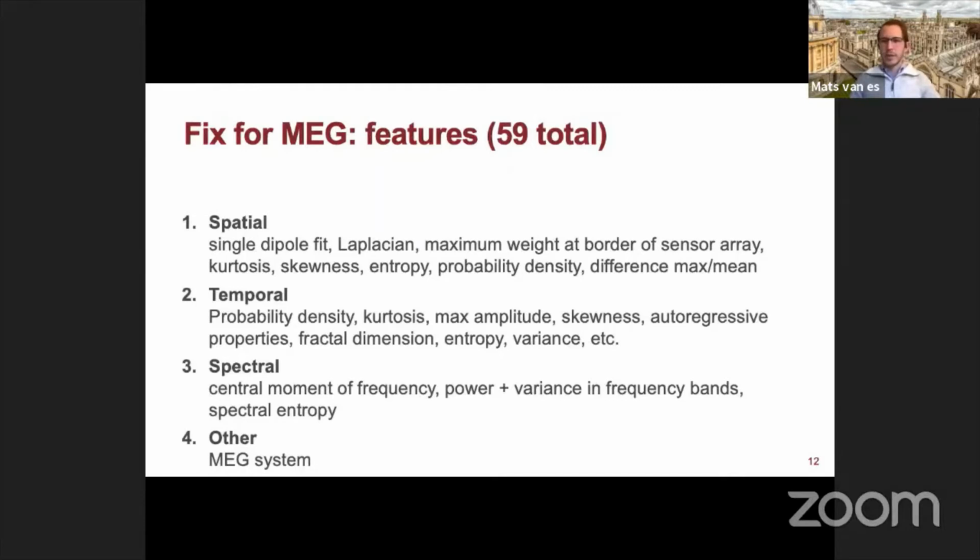As I said before, if you look at the spatial pattern of a cardiac component, it indicates a very deep source, and that's also what a single dipole fit should show you. And then for the spectral properties, we have things like power in different frequency bands, and the variance of power in frequency bands, but also the dominant power, the dominant frequency, and so on. So in total, we have 59 features that I extracted.